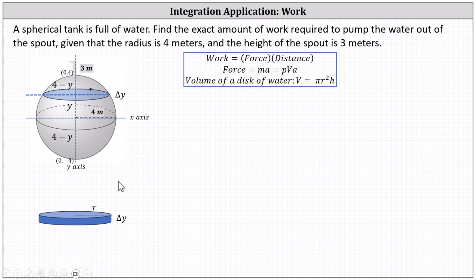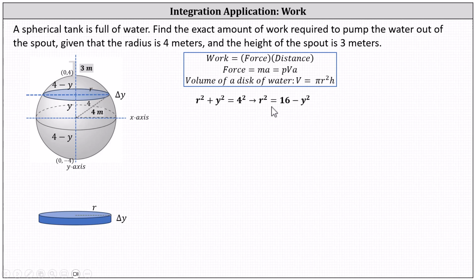To do this, we'll have to write the radius r in terms of y. Going back to the diagram, we can do this by forming a right triangle by sketching a segment from the center of the tank to the right edge of the disk of water here, which would be the radius of the spherical tank, which we know is 4 meters. So notice we have a right triangle here where the hypotenuse is 4, one leg is y, the other leg is r. Using the Pythagorean theorem, this indicates r squared plus y squared equals 4 squared. Solving for r squared, we have r squared equals 16 minus y squared.